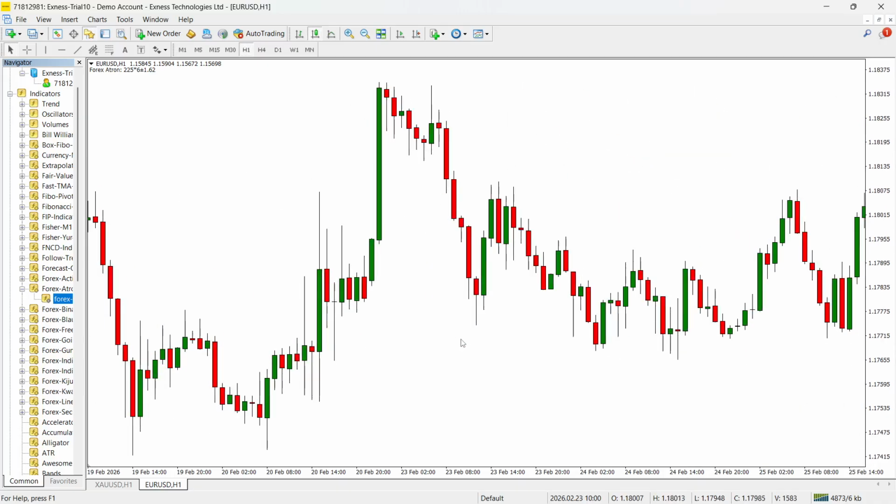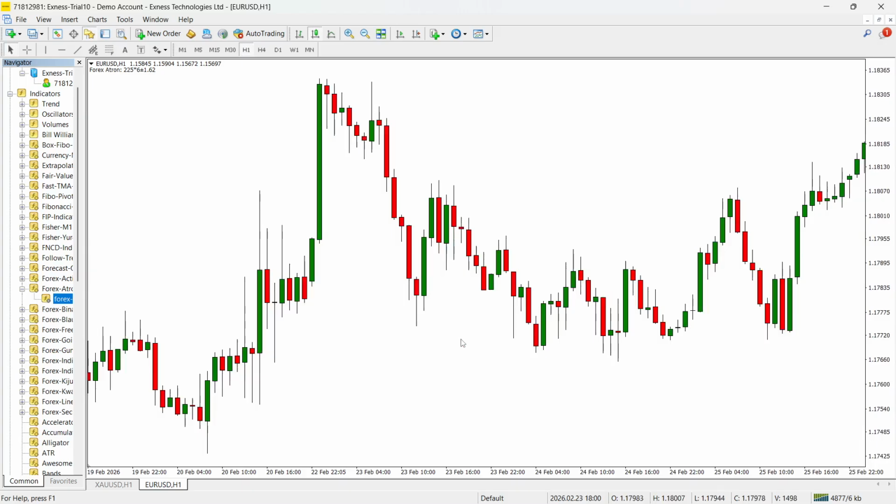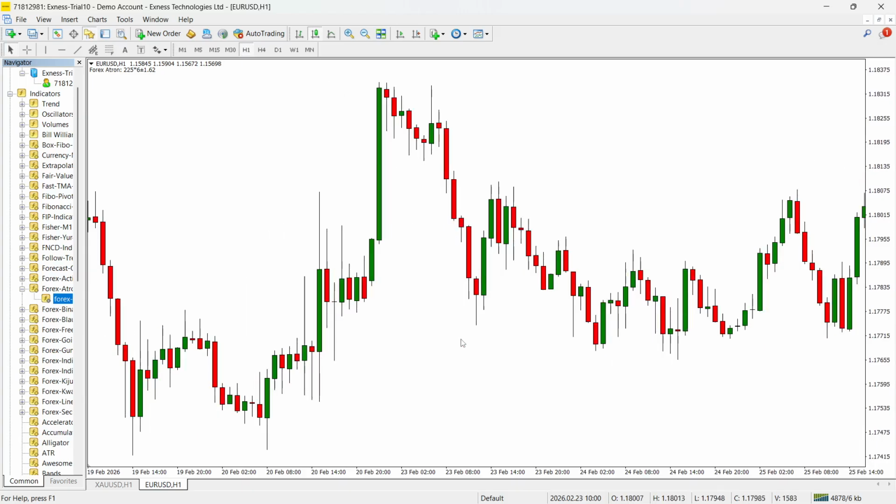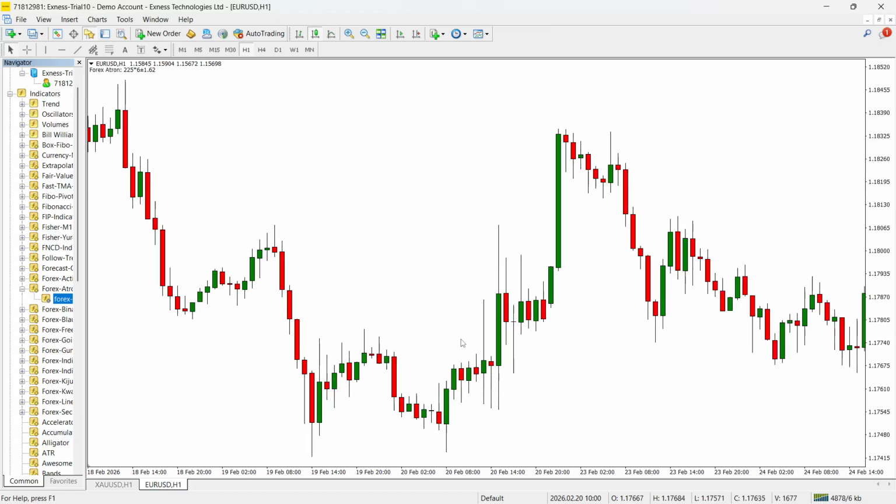By watching how price interacts with the channel and where the dots appear relative to the bands, traders can quickly see where the indicator considers the market to be stretched within its current short-term trend.